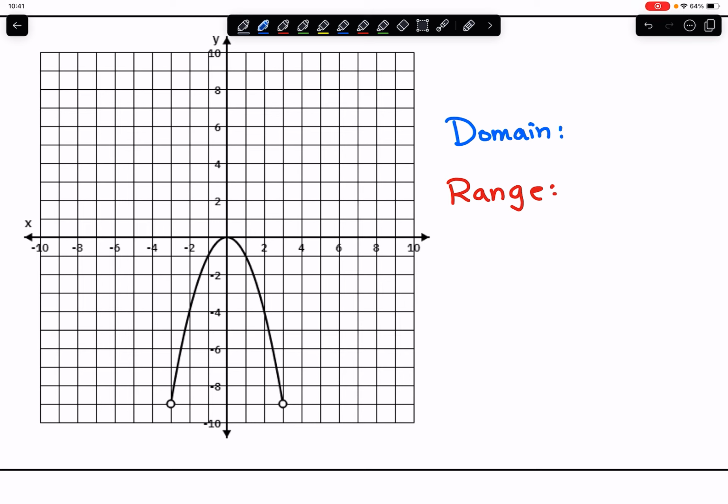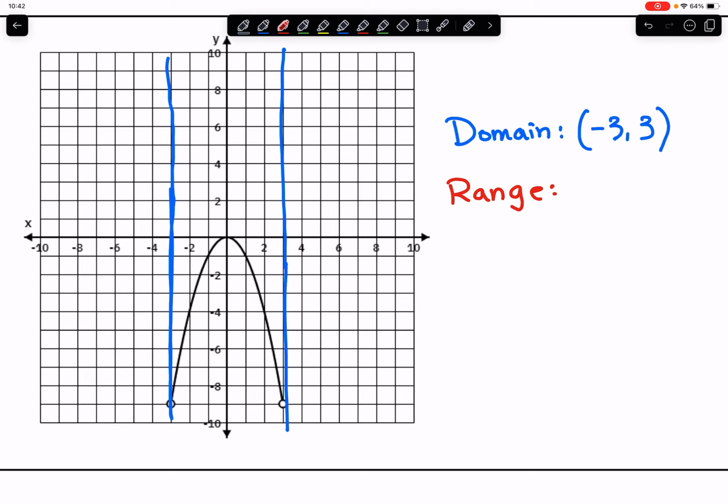For the domain, again, this extends no further than negative 3 and positive 3. It looks like all the examples I've given you are just examples of things that go from negative 3 to positive 3. Because the farthest that it reaches has open circles at those endpoints, we're going to use parentheses to indicate that.